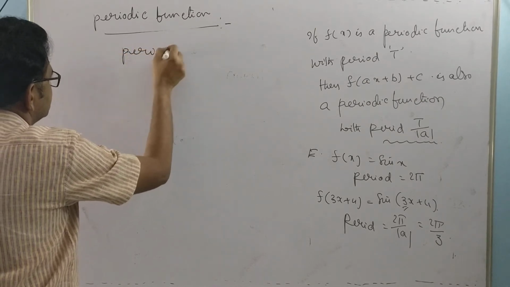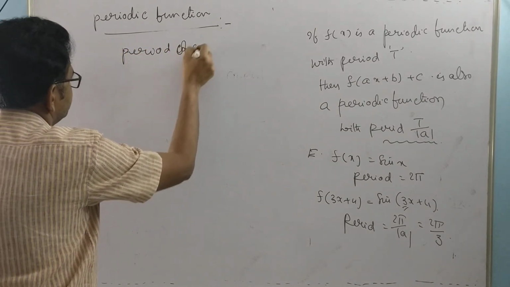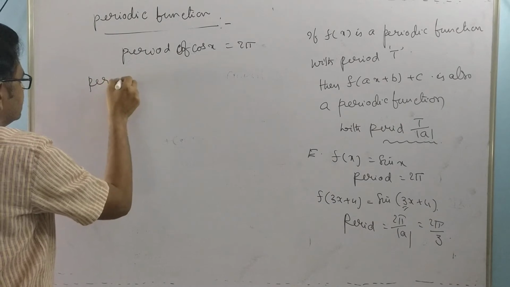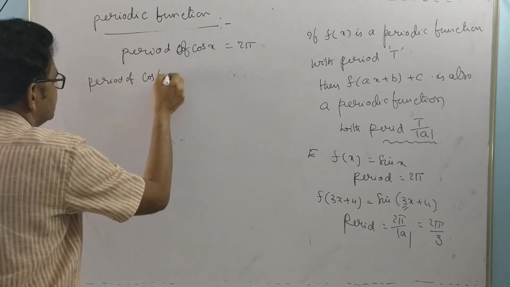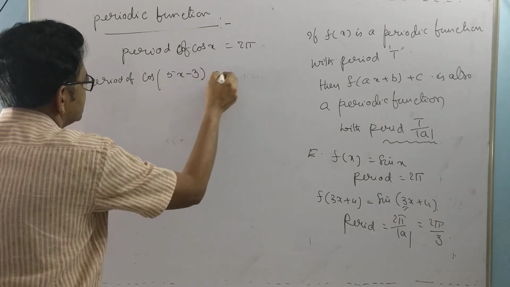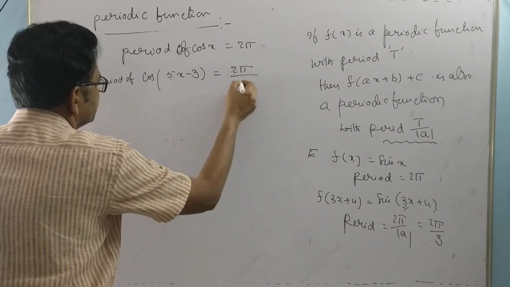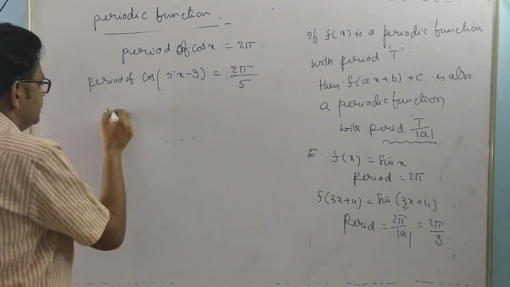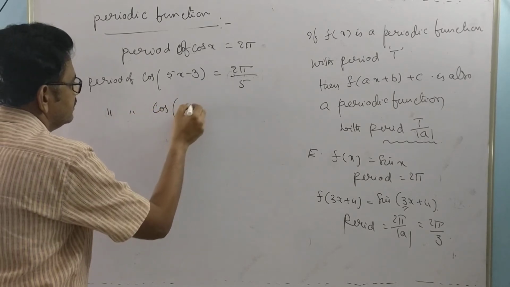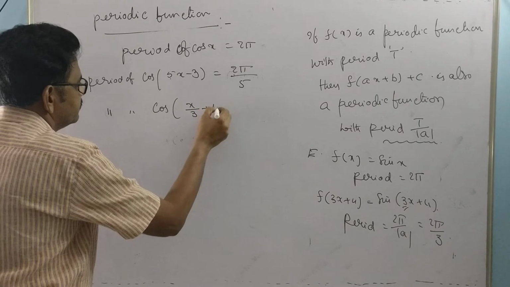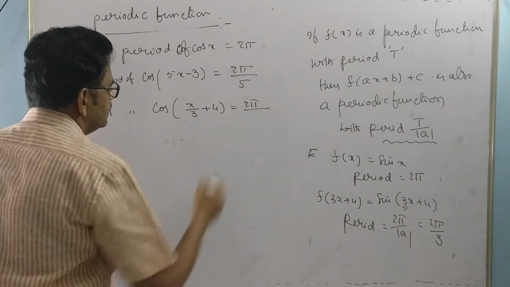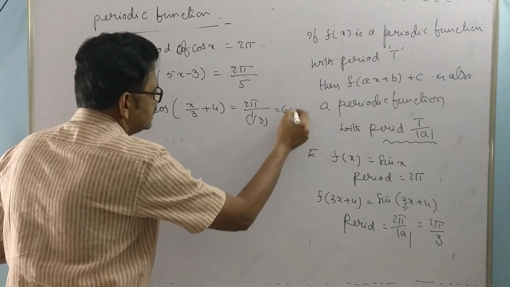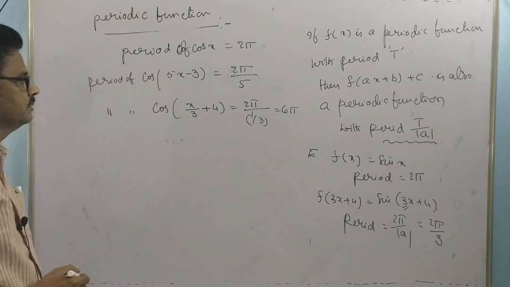Now, the period of cos x is 2 pi. The period of cos of 5x minus 3 is equal to 2 pi by 5. And the period of cos of x by 3 plus 4 is equal to 2 pi by a, where a is 1 by 3. That is equal to 6 pi.